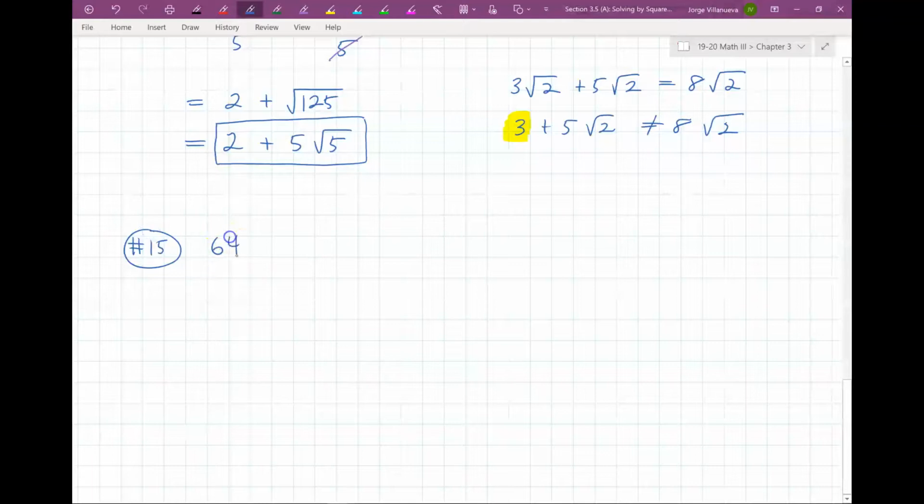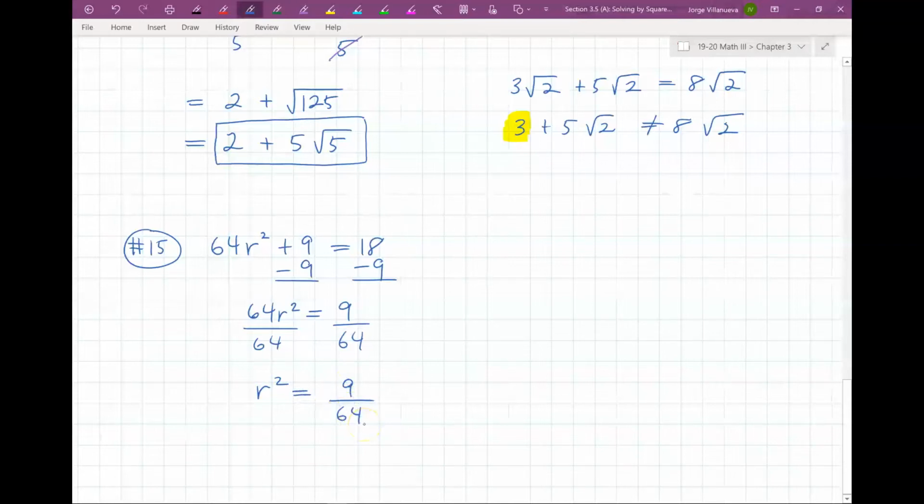So, 64r squared plus 9 equals 18. So instead of solving this by factoring like you did yesterday, if you just have one variable that's squared, what you can do is move numbers around. So notice I'm going to subtract 9 first. So 64r squared equals 9. And then I'm going to divide by 64. I get r squared equals 9 over 64.